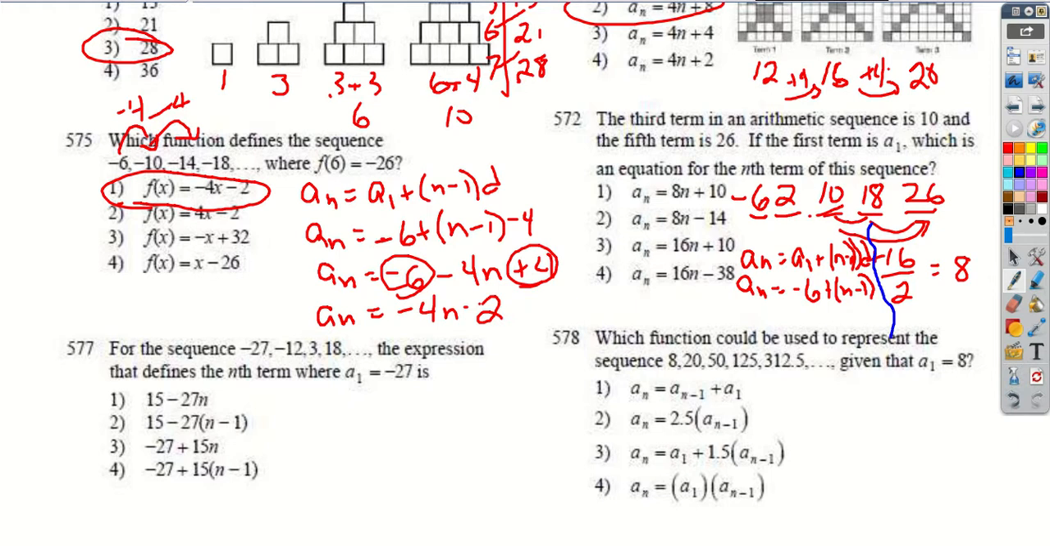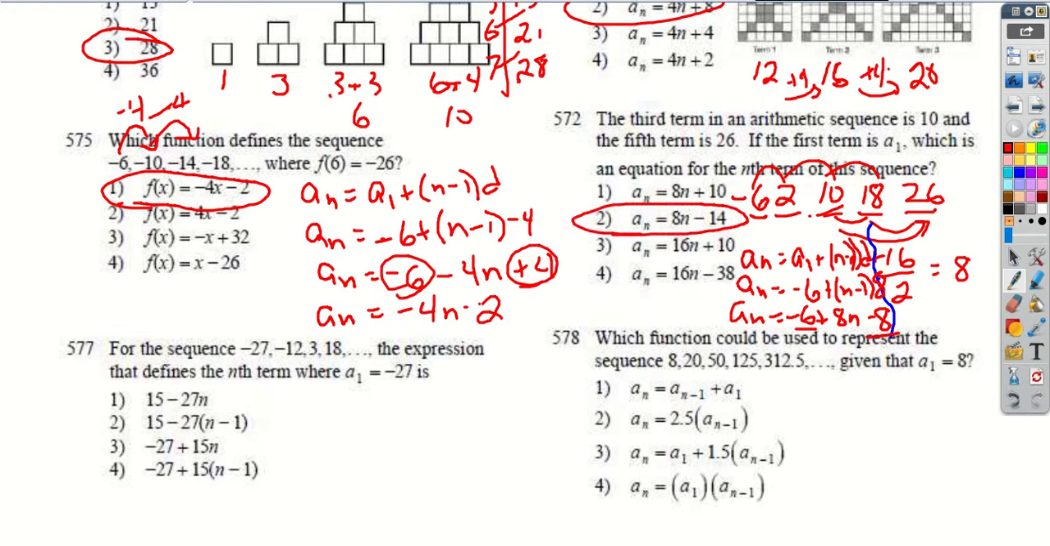There's my wall. All right, and d here is 8. As we counted, there's a change of 8 to go from plus 8, plus 8, plus 8. So if I distribute, I get a_n equals negative 6 plus 8n minus 8. And then the -8 and the -6 is going to give me -14. And there's my answer.